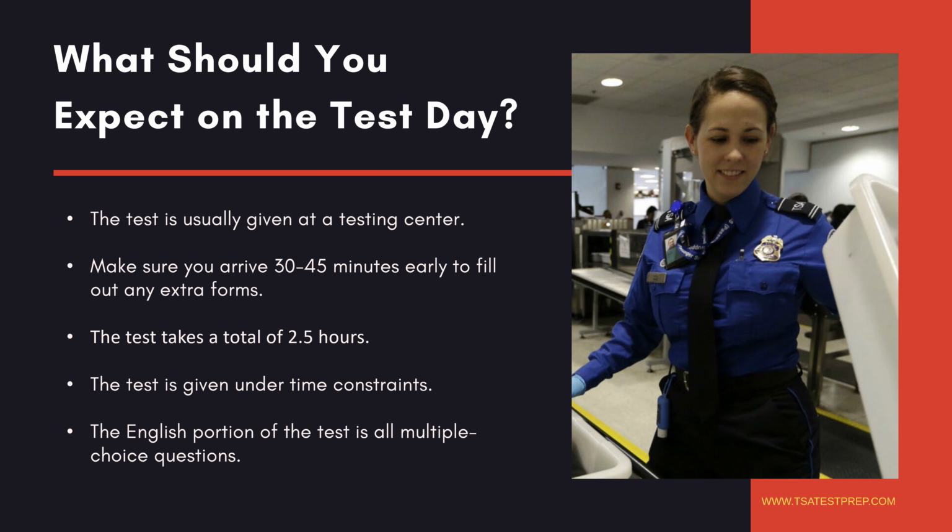What should you expect on the test day? The test is usually given at a testing center. Make sure you arrive 30 to 45 minutes early to fill out any extra forms. The test takes a total of 2.5 hours, with the written skills assessment being the longer section. The test is given under time constraints, and the English portion of the test is all multiple choice questions.